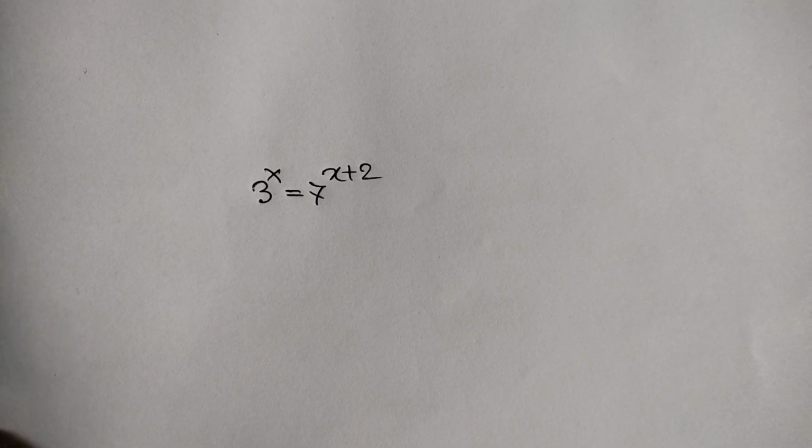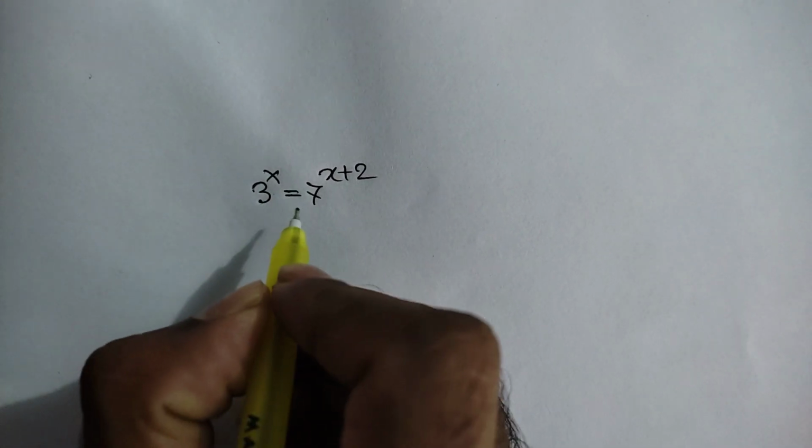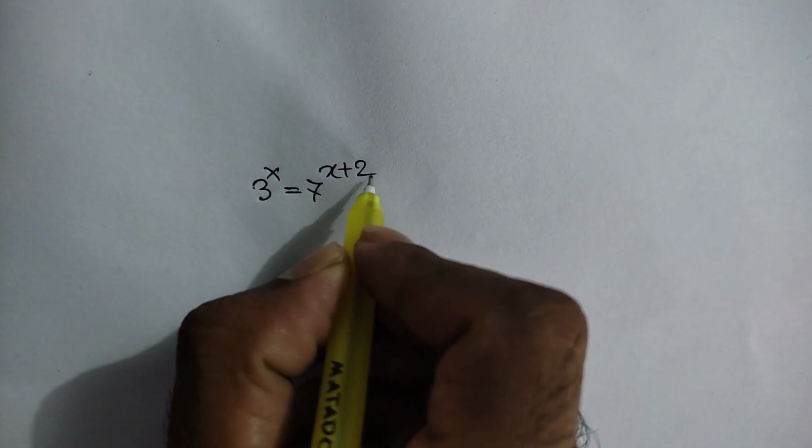Hello, you are welcome. How to solve this problem? 3 to the power x is equal to 7 to the power x plus 2.